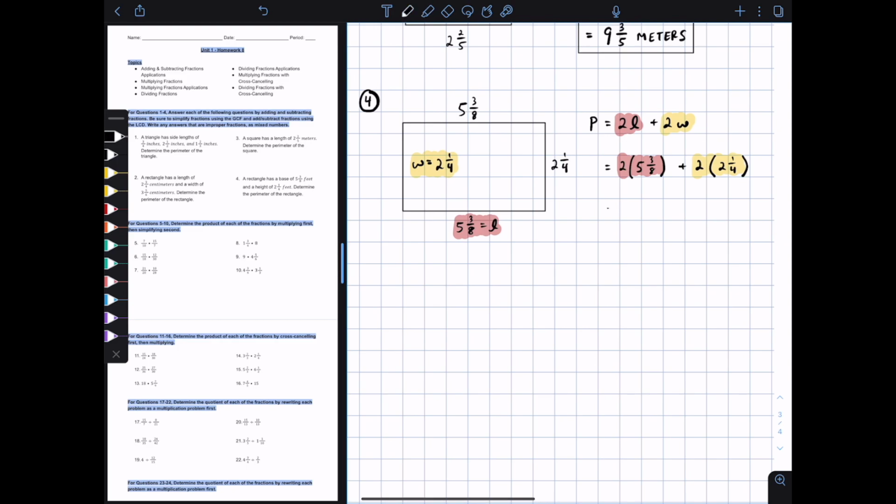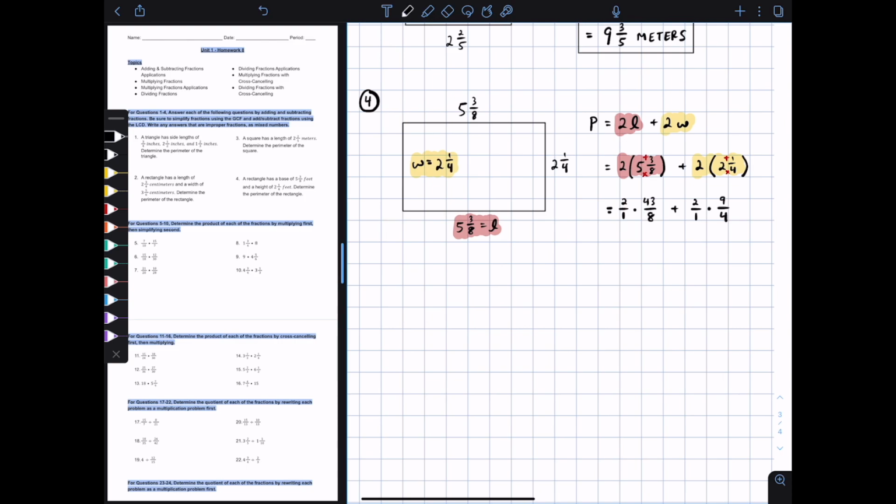Okay, turning these into improper fractions. 2 is just 2 over 1. 5 times 8 is 40, plus 3 is 43, so that's going to be 43 over 8. And then plus 2 over 1 times 2 1/4: 2 times 4 is 8, plus 1 is going to be 9, so that's going to be 9/4.